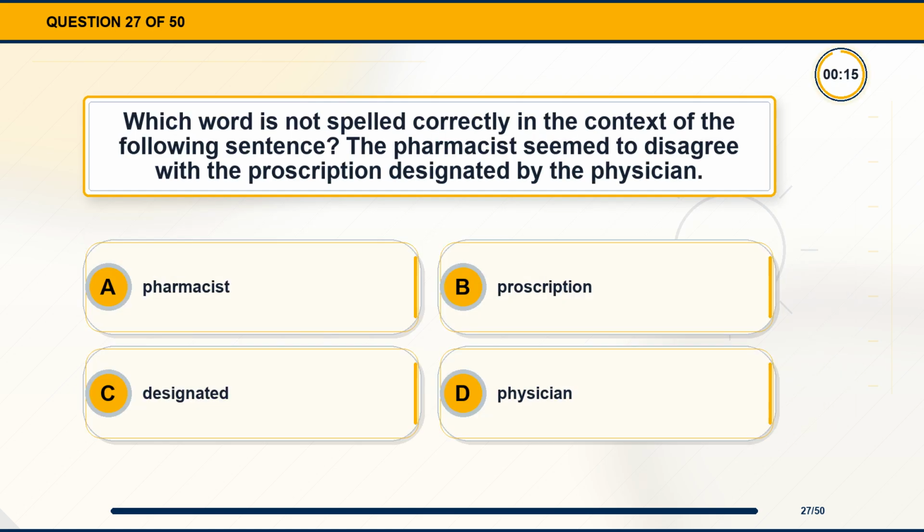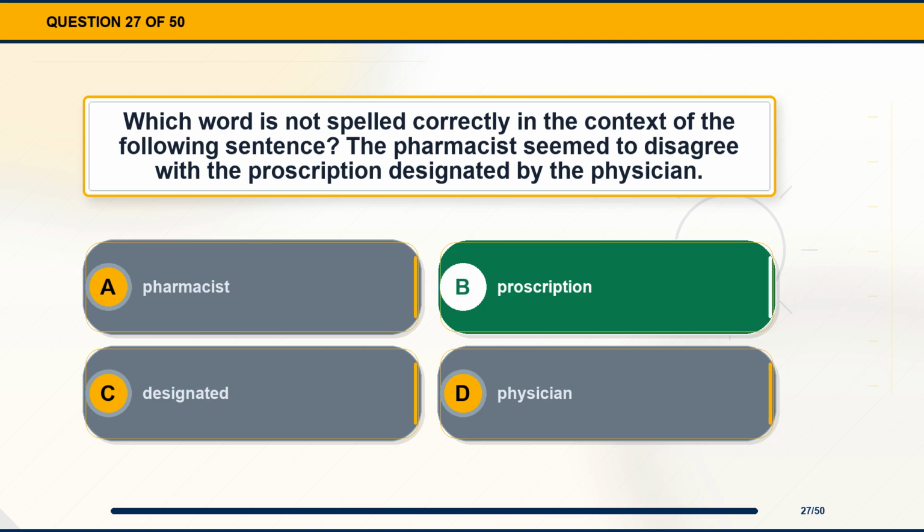Question 27. Which word is not spelled correctly in the context of the following sentence? The pharmacist seemed to disagree with the prescription designated by the physician. Option A, pharmacist. Option B, prescription. Option C, designated. Option D, physician.